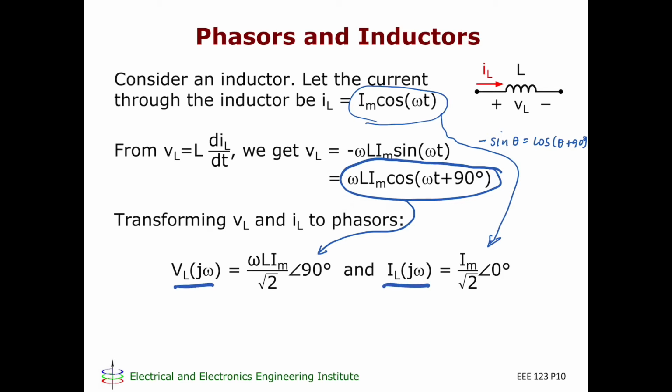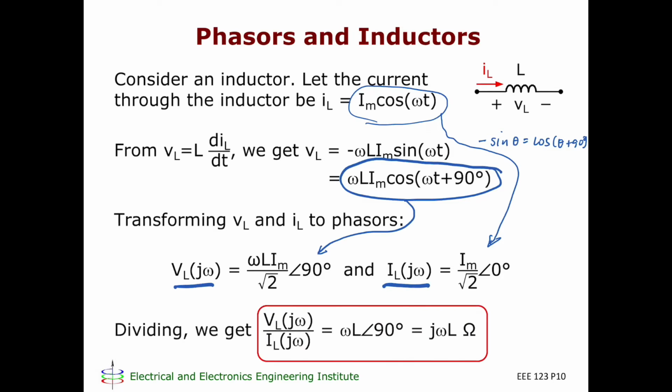Again, if I divide V sub L by I sub L, what am I going to get? I'm going to get V sub L over I sub L. This is omega L at an angle 90 degrees. This is in polar form. Or if I shift to rectangular form, it is simply j omega L.